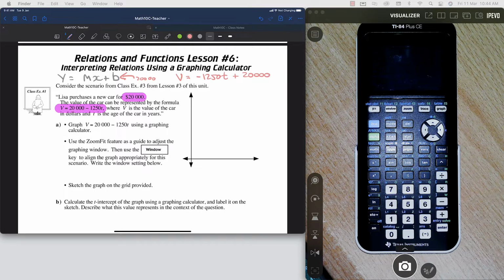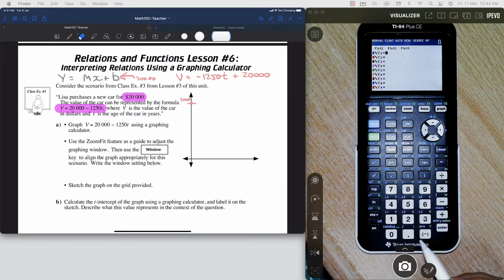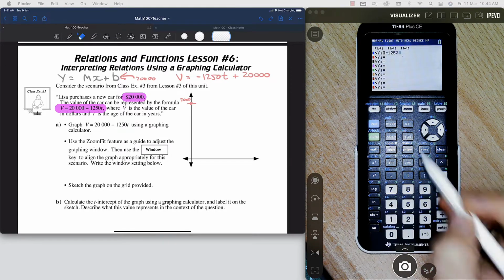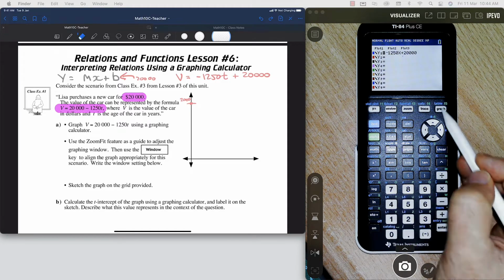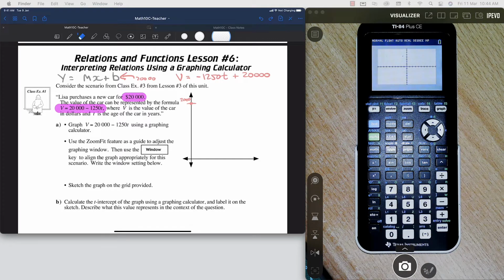So essentially we're starting at this point, which is going to be 20,000, and we should be going downwards until we eventually get to 0 right here. Okay, so what we need to do is graph this out and make sure that our thinking is correct. So we're going to turn this on, and I'm going to type in negative 1250x plus 20,000, and we'll graph that, and we're not seeing anything.